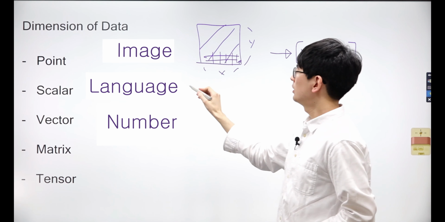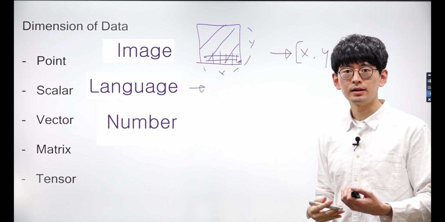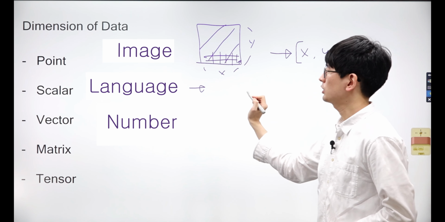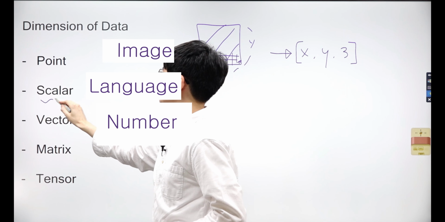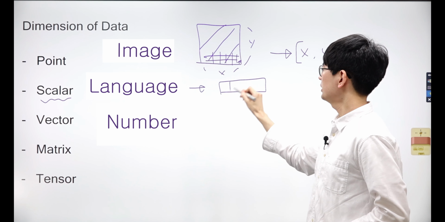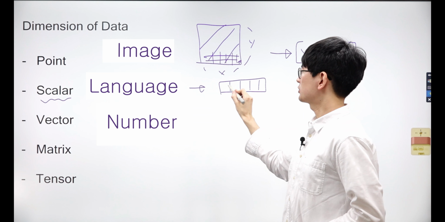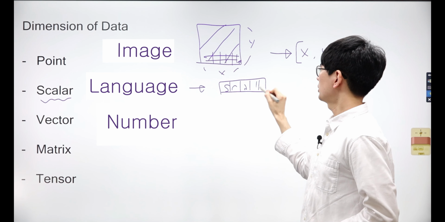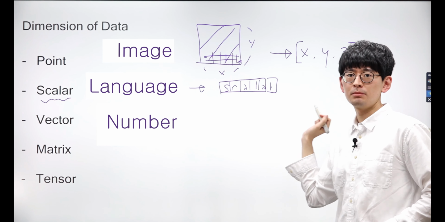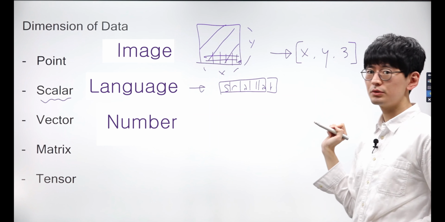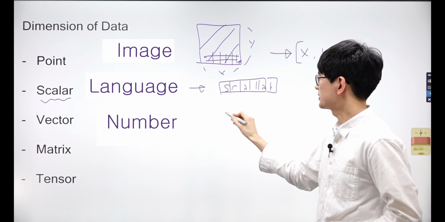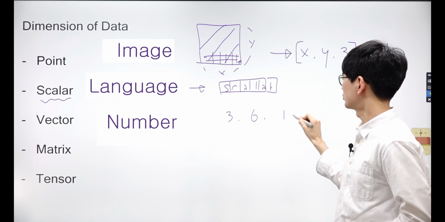In the case of languages, my voice is recorded over time while I speak, and it forms time series data. What about words? Consider the word scalar. Scalar is composed of 6 letters S, C, A, L, A, R, arranged in a row, and each letter requires memory. Thus, words are data as well. Similarly, numbers like 3 or 6, dates like April 9th, and times like 12:15 are also forms of data.